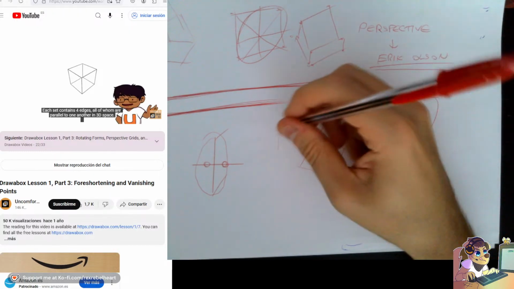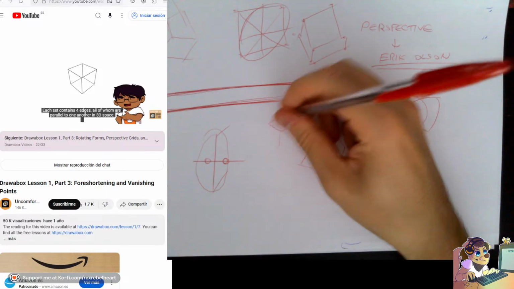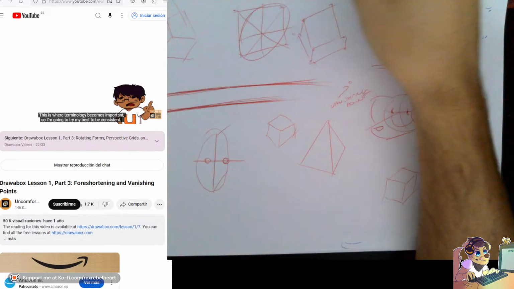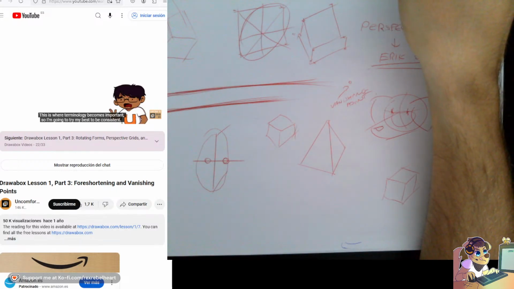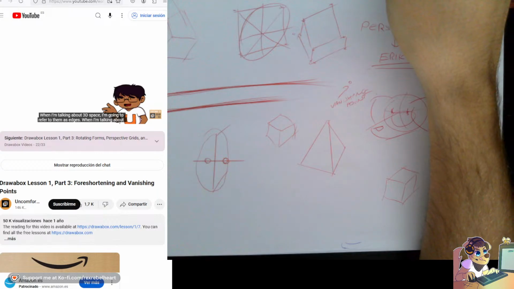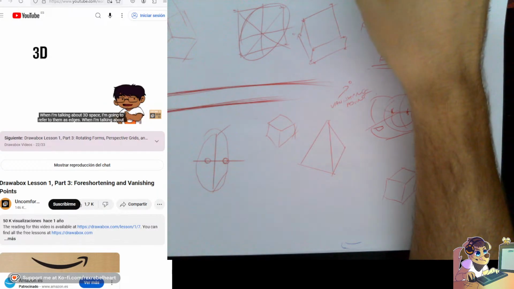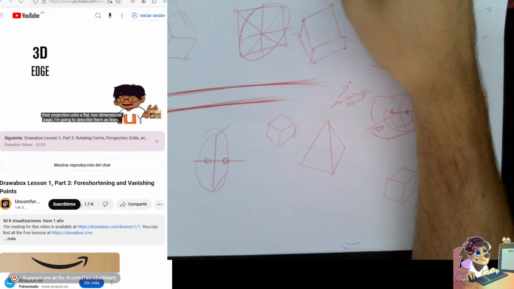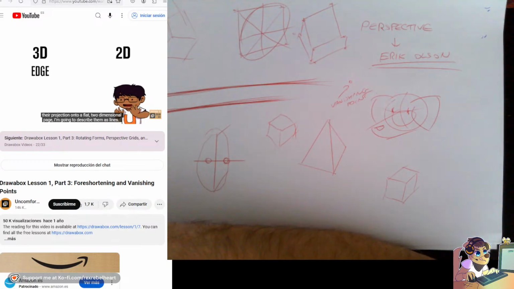Each set contains 4 edges, all of which are parallel to one another in 3D space. This is where terminology becomes important, so I'm going to try my best to be consistent. When I'm talking about 3D space, I'm going to refer to them as edges. When I'm talking about their projection onto a flat, 2-dimensional page, I'm going to describe them as lines.